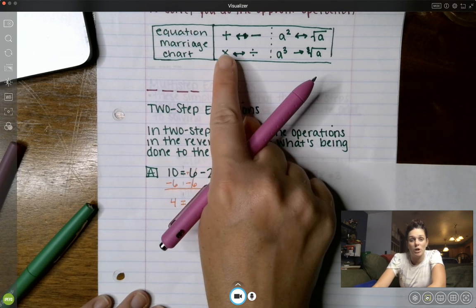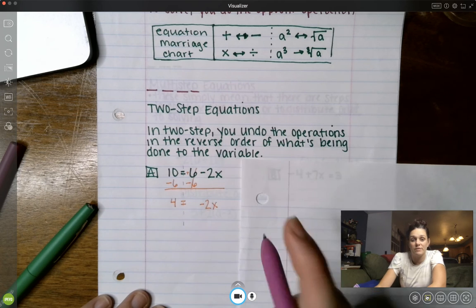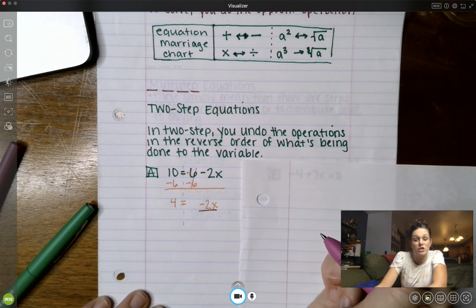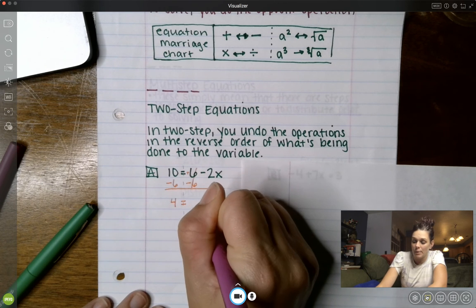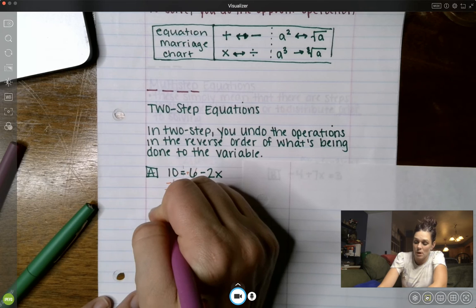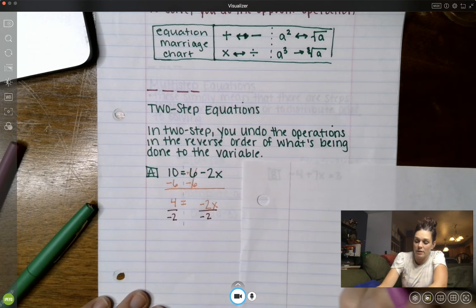So we go back to our chart. The opposite of multiply is to divide. And in 8th grade, or freshman if you consider yourself that, our division is a fraction bar. And I'm going to put -2 because, in fact, I need to make sure those negatives cancel. What I do to one side, I do to the other.